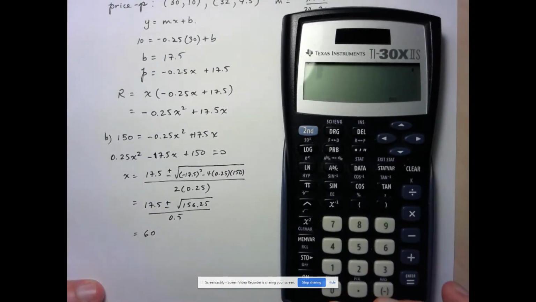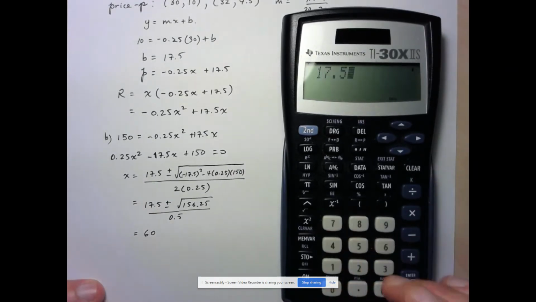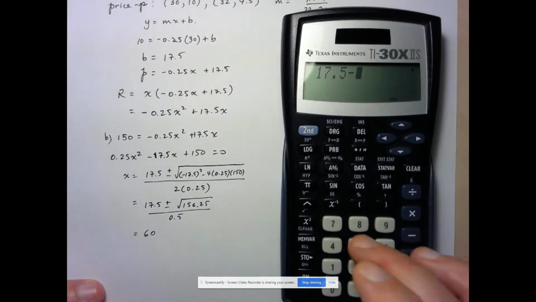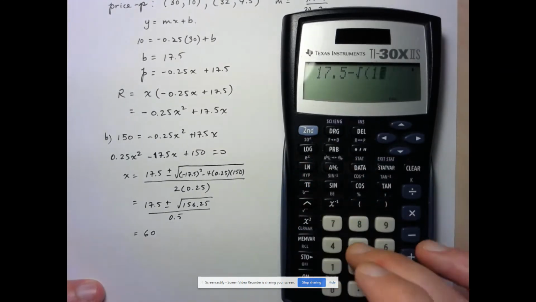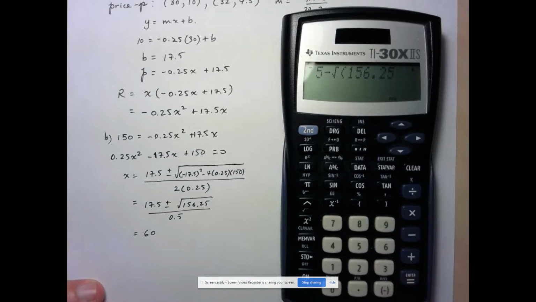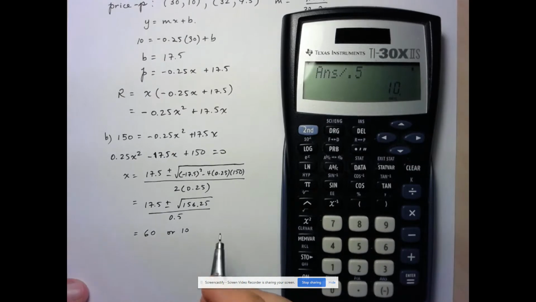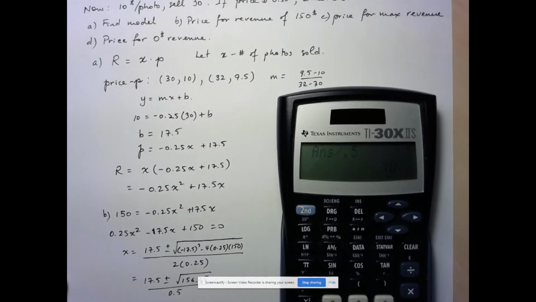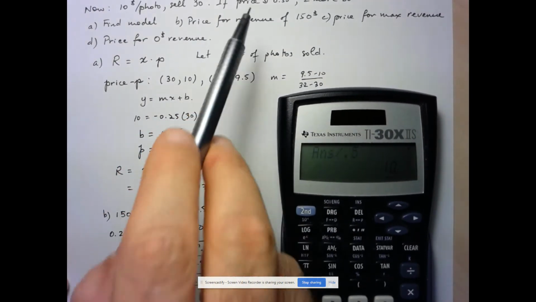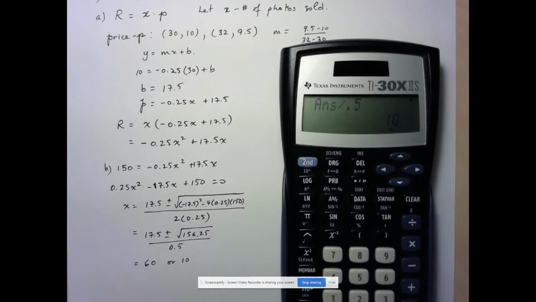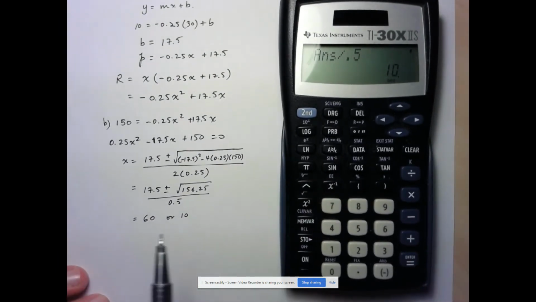Let's see what happens when I find the other answer, 17.5 minus the square root of 156.25 equals, and then divided by 0.5, or 10. Okay, so there you go. There are two valid answers. But now what I have to determine, if you look at the question, it's the price that gives me this revenue. Okay, so x represents, remember, the number of photographs.